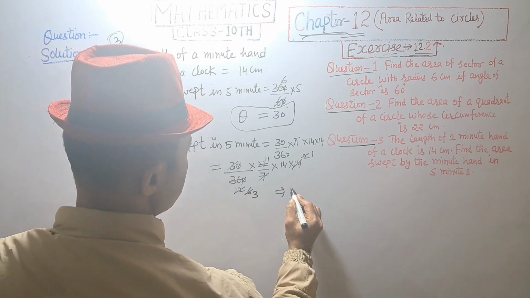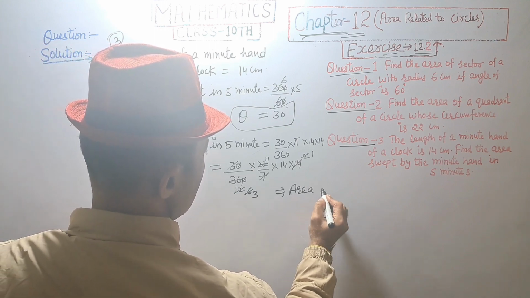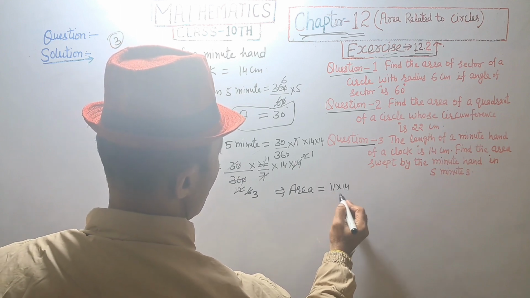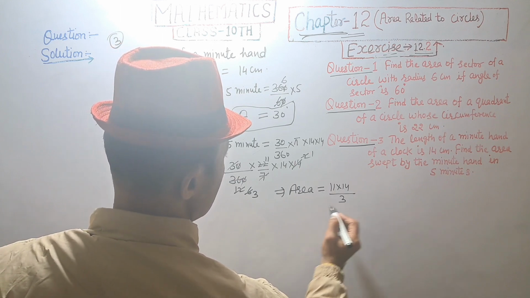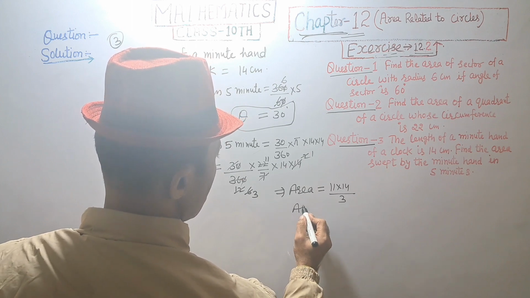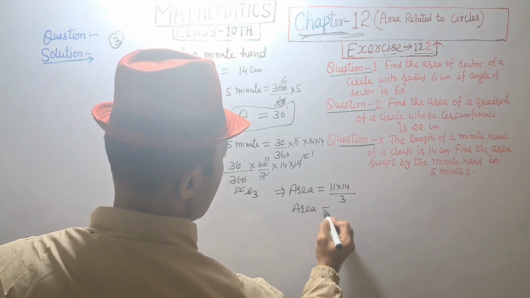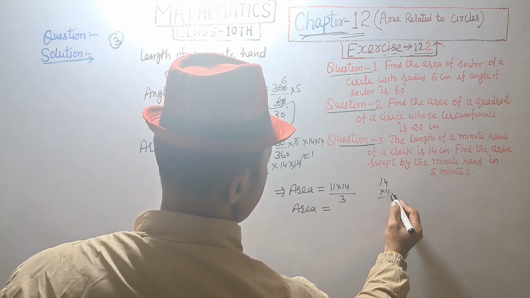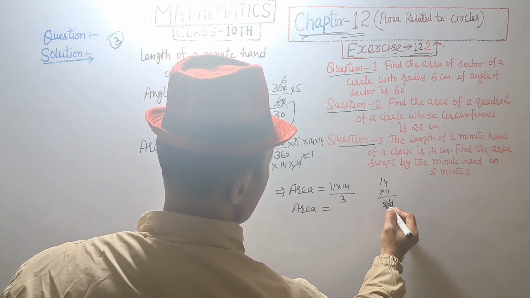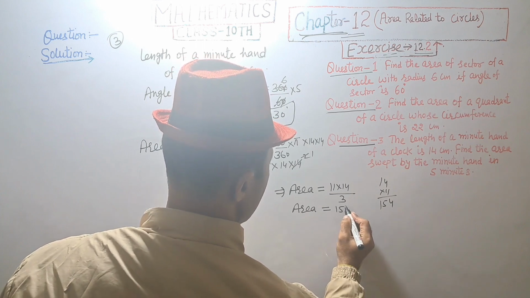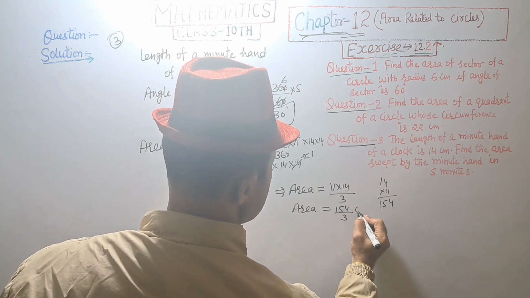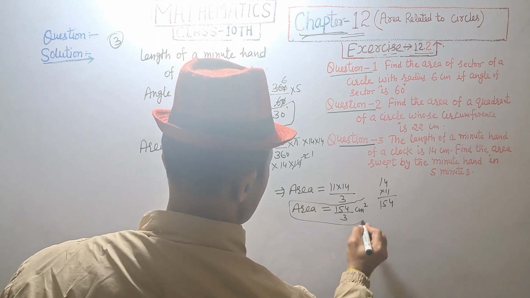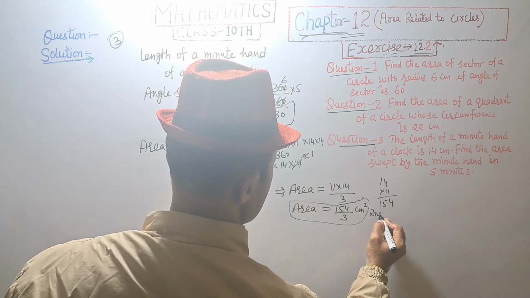This implies area is equal to 11 into 14 divided by 3. Area equal to 14 into 11, that is 154 upon 3 centimeter square. Answer.